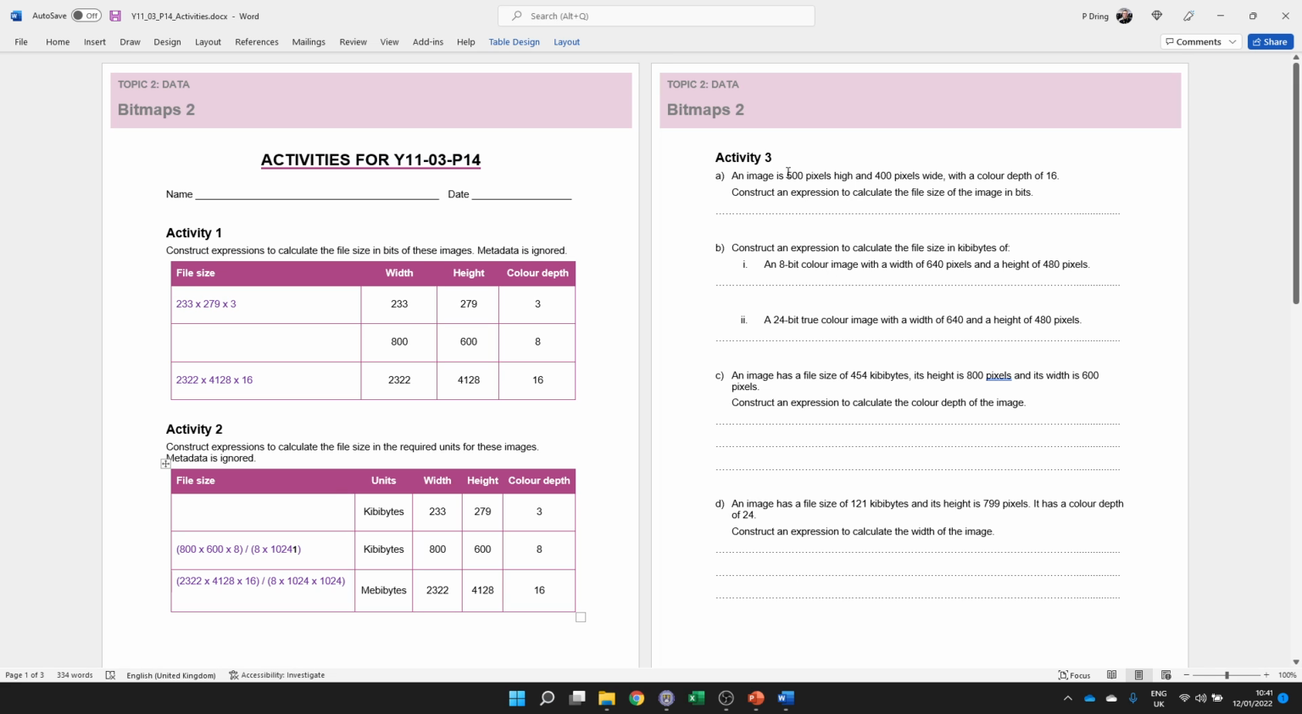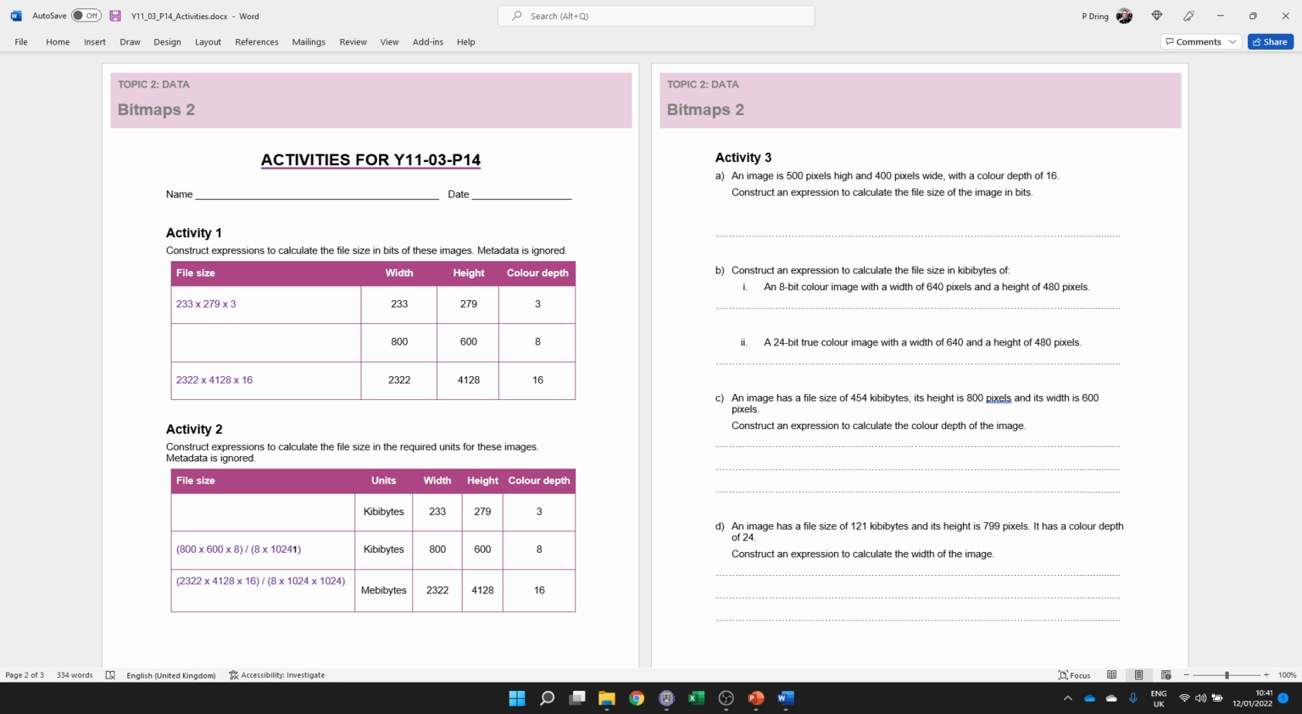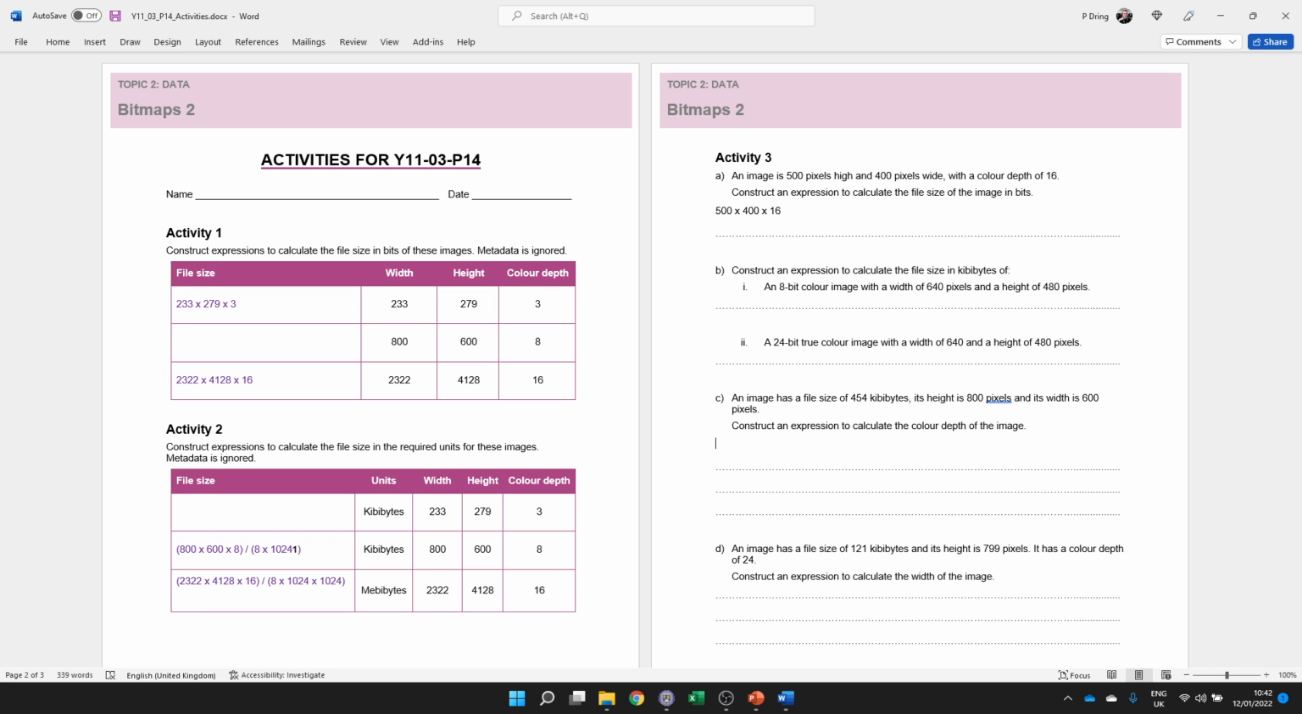It says an image is, this is exactly like an exam question. An image is 500 pixels high and 500 pixels wide with a color depth of 16. Construct an expression to calculate the file size in bits. So it's exactly like what we've done, just written out in words instead. So 500 pixels by 500 pixels, you don't need to calculate it, you just write down the expression by 16. That's it. Nice and easy. I'm going to skip ahead to part C. I'll let you do the rest.